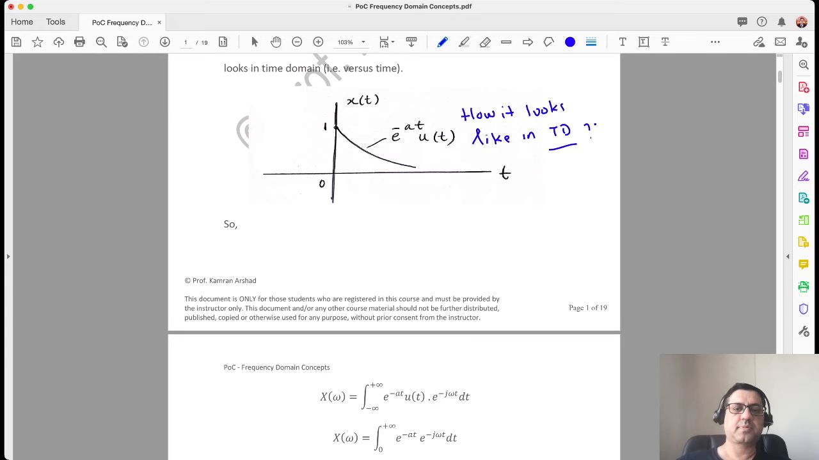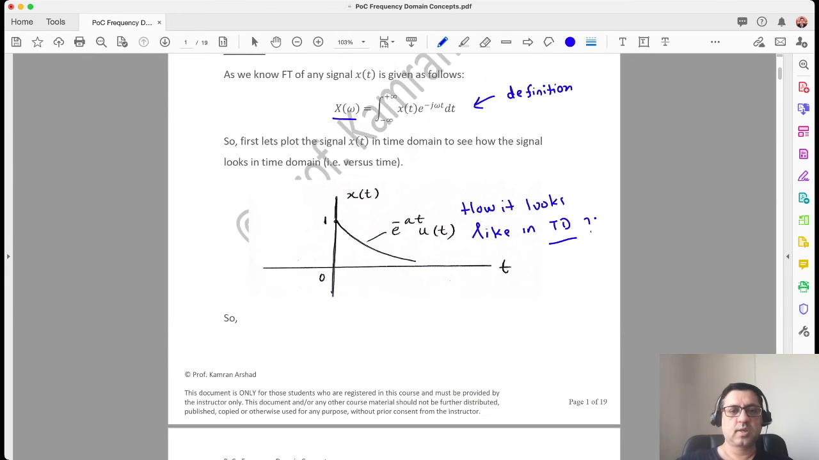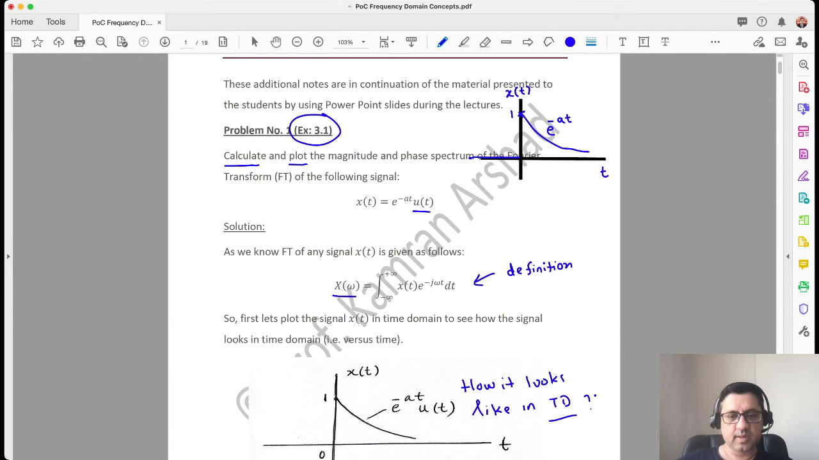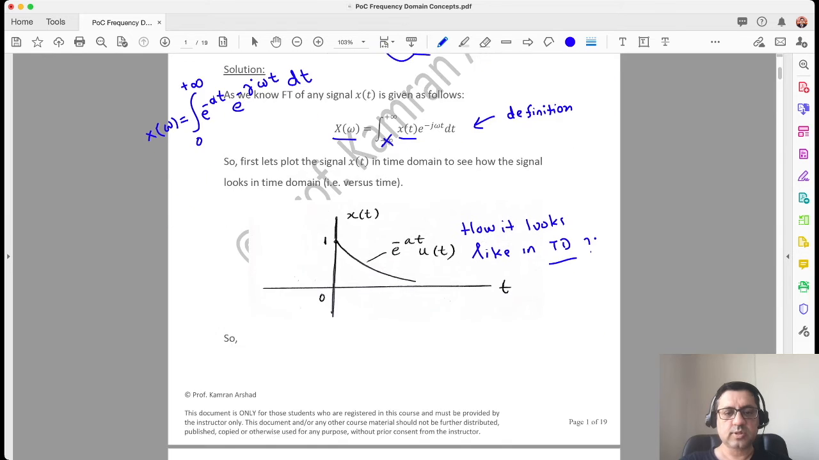It's very simple. Your signal x of t is e to the power minus at times u of t. Now because of u of t, the lower integral limit becomes 0, the upper will remain plus infinity, and x of t will be e to the power minus at, and e to the power minus j omega t dt will be as it is. So this will be your X of omega. So this is the equation.